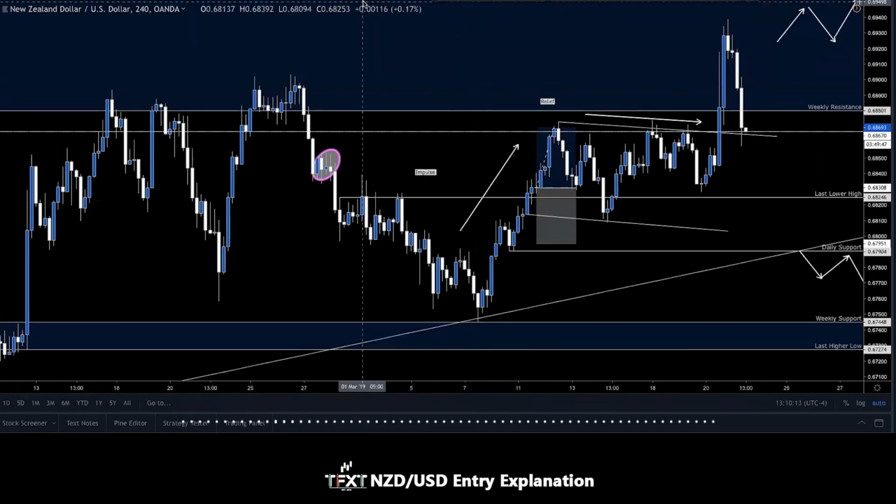Up next, legends, is NZD USD. And this was a trade here that was really beautiful.